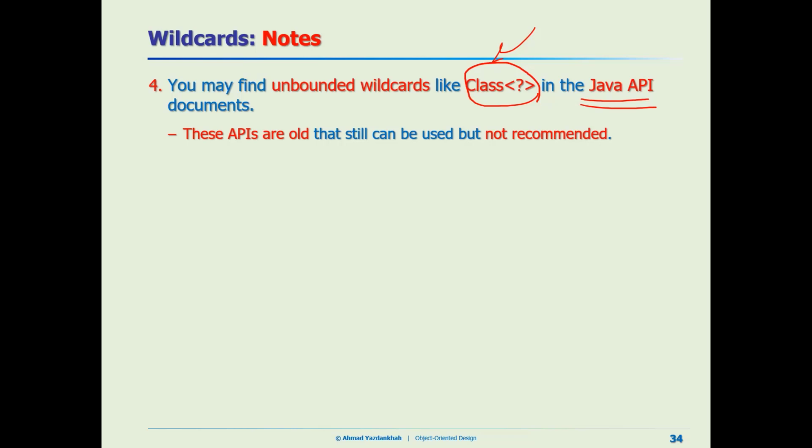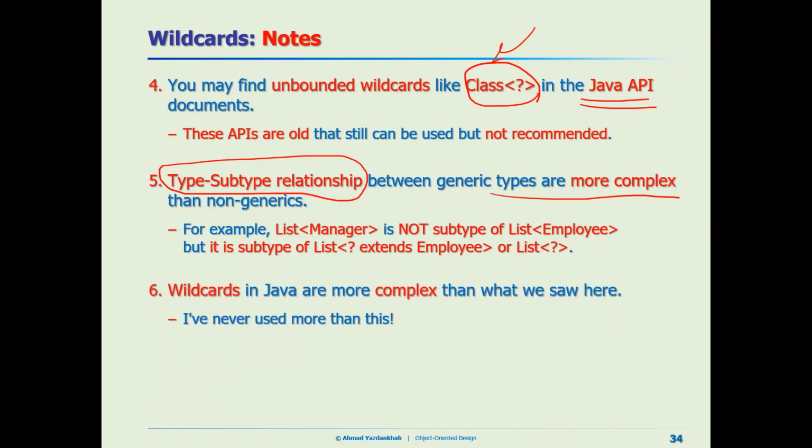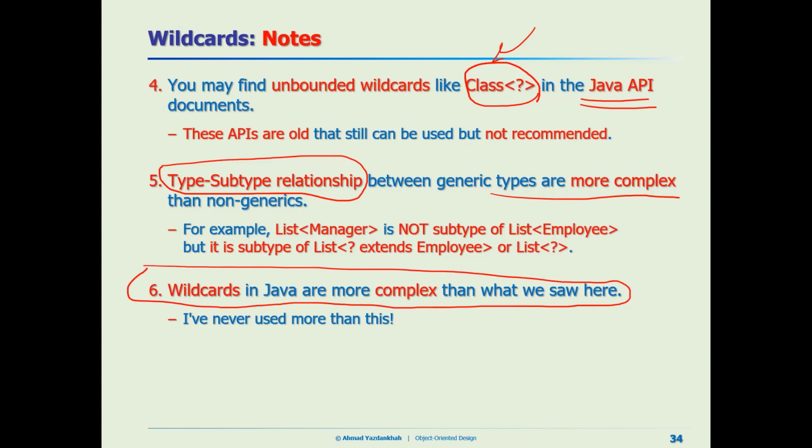And I would confess that the type-subtype relationship that I just mentioned here is very complicated. It's really more complex than what we have seen here. Also, what I mentioned about the wildcard is just a taste. It's a long story, but I am telling you that I have never used more than what I just taught you. So we finished Java generics here.